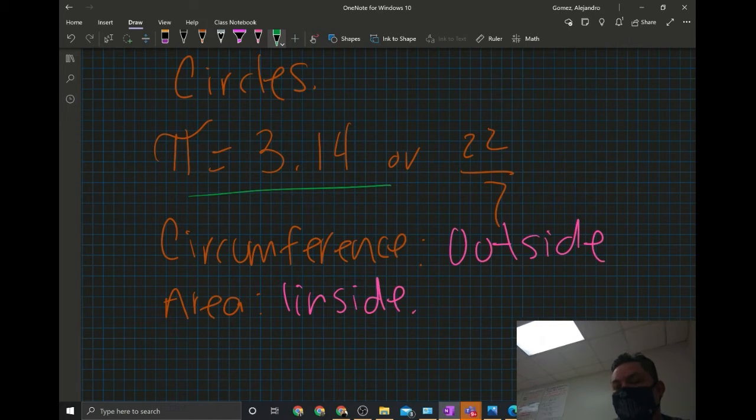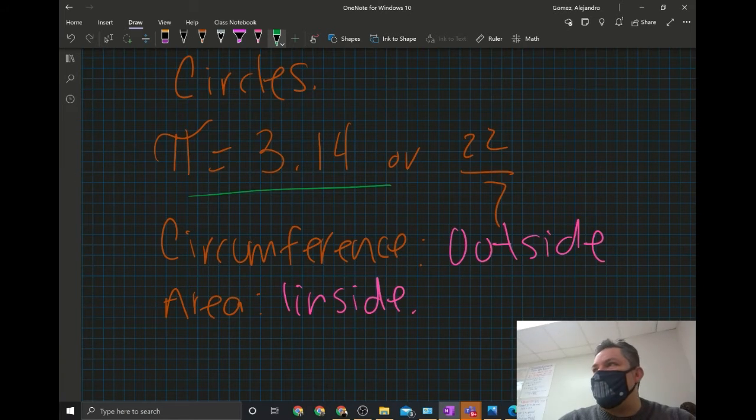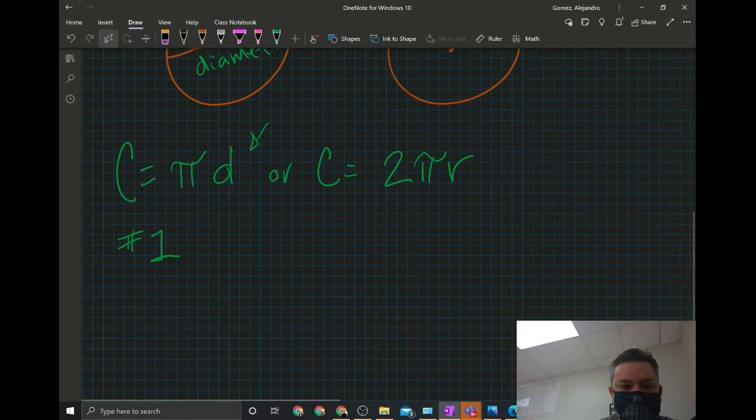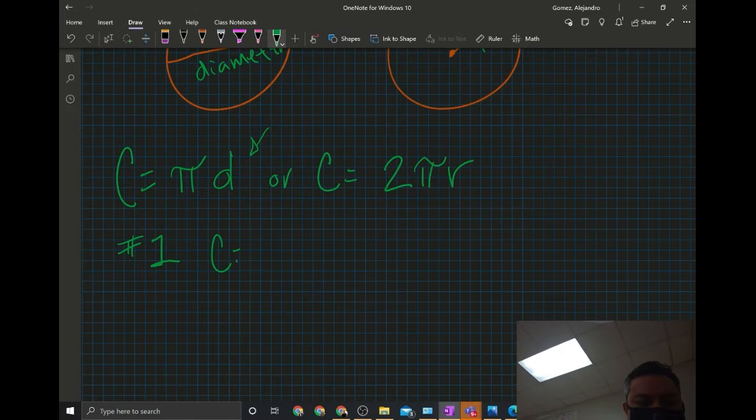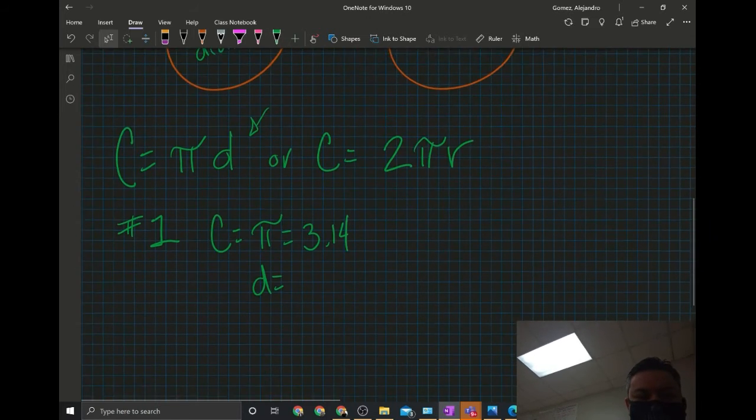It might change later on because 3.14 is just rounded to the hundredth place, but pi is an irrational number, meaning that it never ends, it never repeats, it never terminates. So, number one, I know I need to find the circumference, and I know pi equals 3.14, and my diameter is given to me, and this says that it's 10 inches.